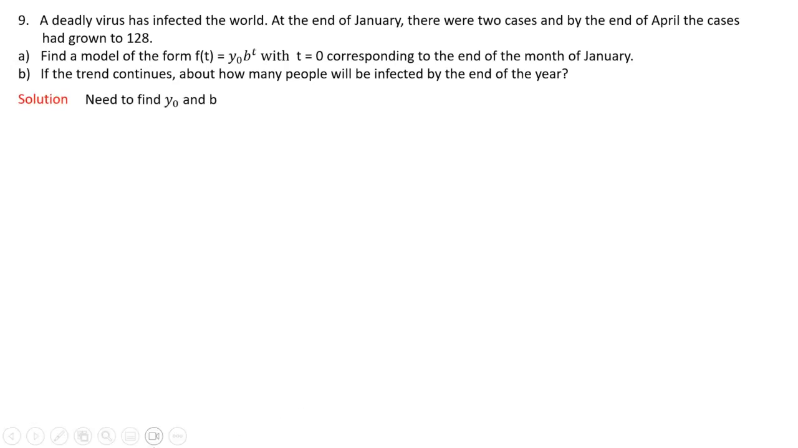Okay, solution here. So we need to find y naught and my b, right, to plug into the formula. Y naught is the amount present at time equals 0, which means my y naught is the cases of the virus when it started, right? So it started with 2 cases.